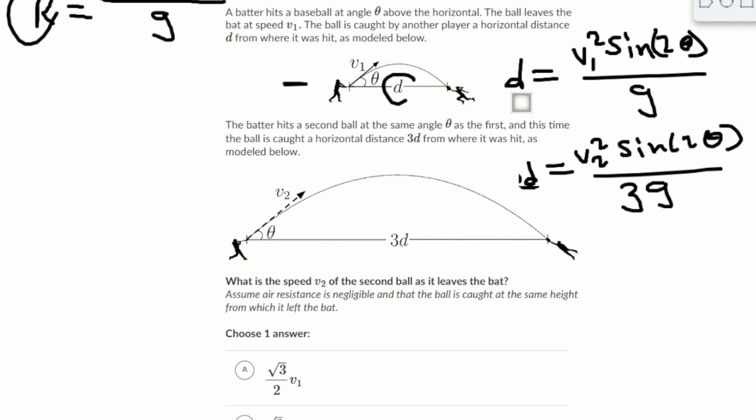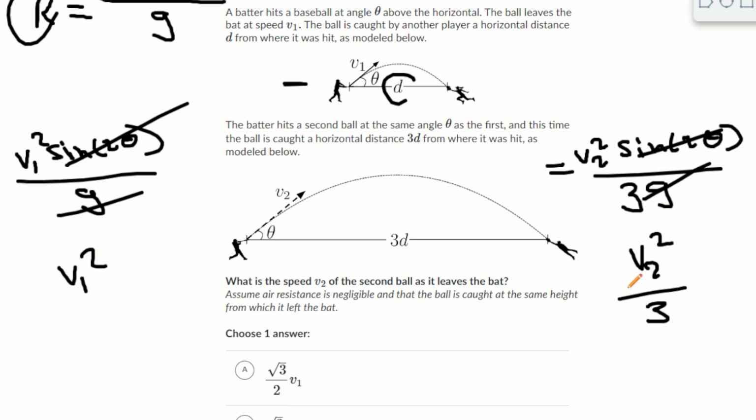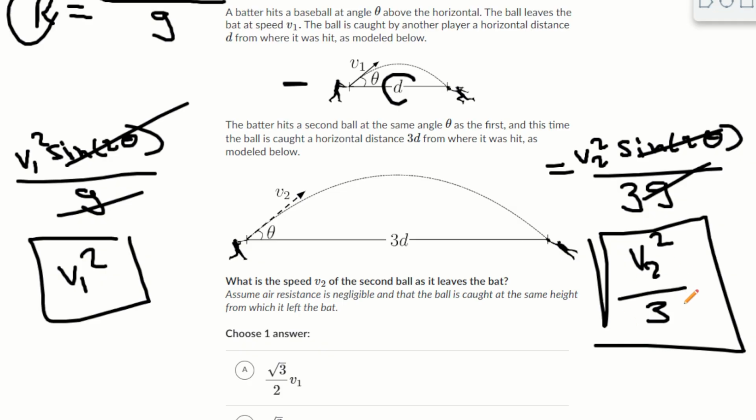Now that these two are both equal to d, we can set them equal to each other. Okay, now that we have these two equations equal to each other, one thing we can do is cancel out the same things that they have, because we know they're going to cancel out. So sine 2 theta can cancel out with this sine 2 theta, and this gravity can also cancel out with this gravity. Now after we do that, we're left with v1 squared and v2 squared over 3.